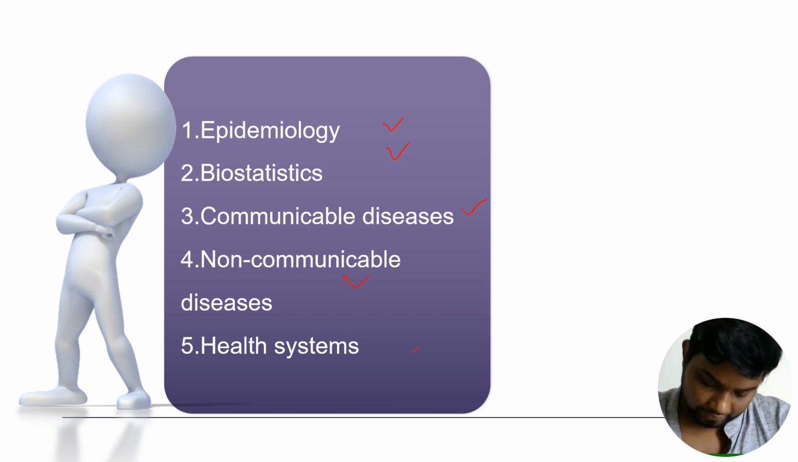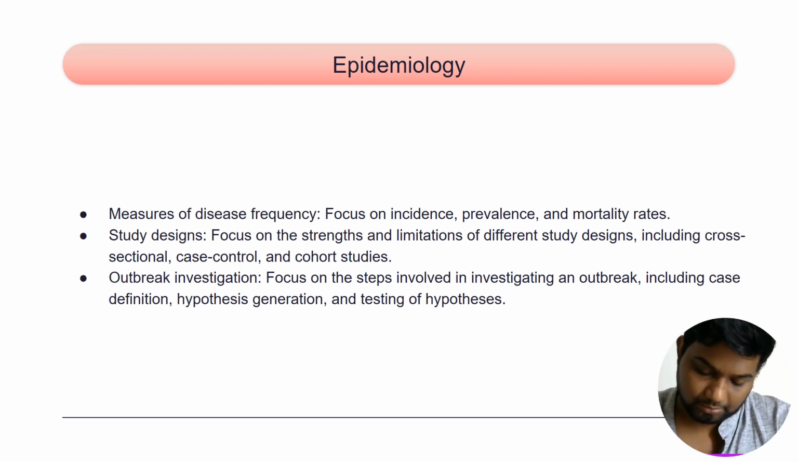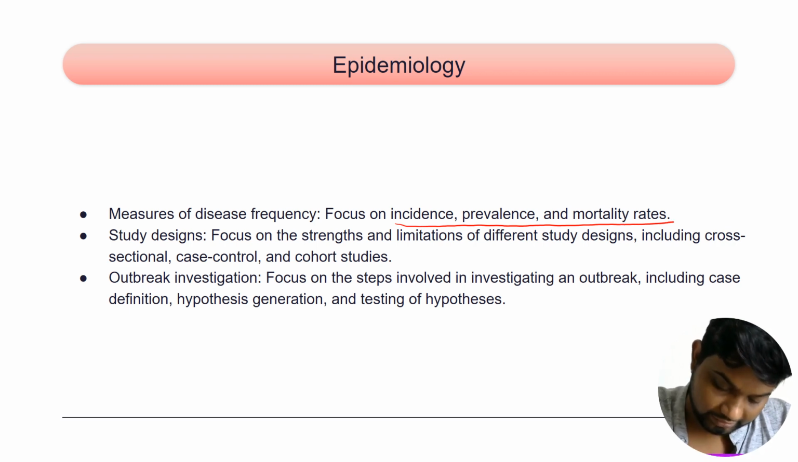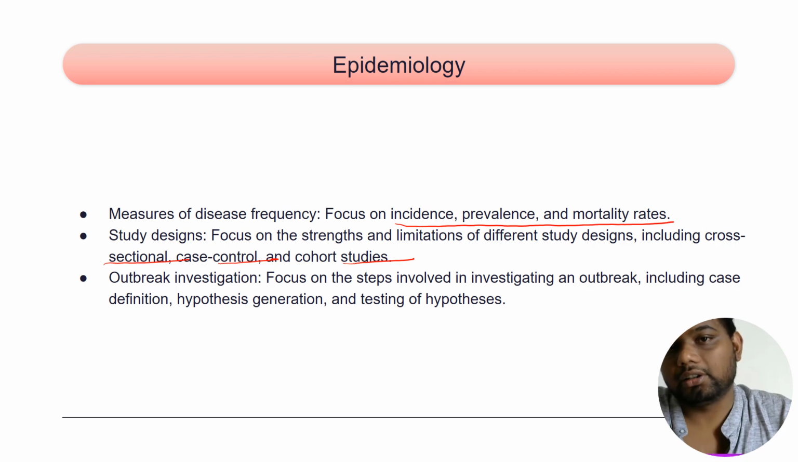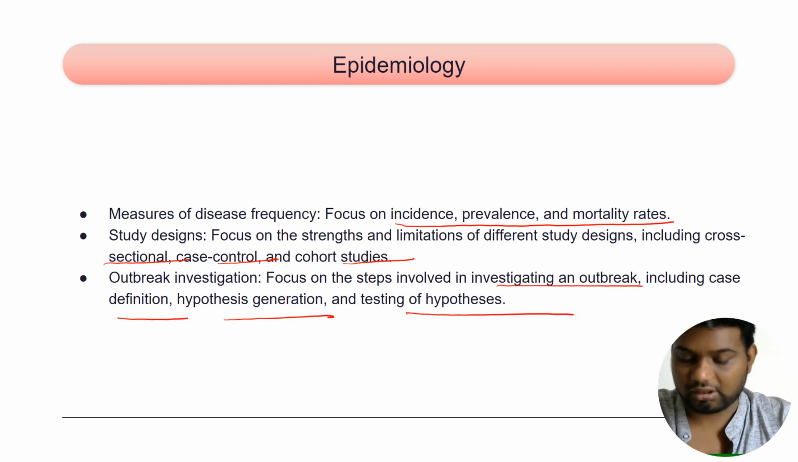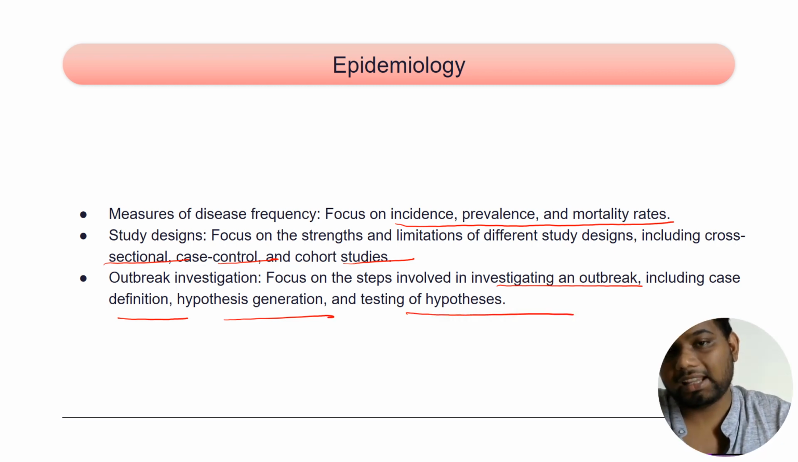So speaking about the first section, epidemiology, people. How are we going to classify epidemiology? The first one is your measures of disease frequency, where you focus on incidence, prevalence, and mortality rate, which are quite important. Then study designs are pretty important, like cross-sectional study, case-control study, cohort study, ecological study, and all those things. The pattern of studies is very important. And then you have outbreak investigations. What are the steps involved in investigating an outbreak, including case definition, hypothesis generation, and testing of the hypothesis, and all these things.